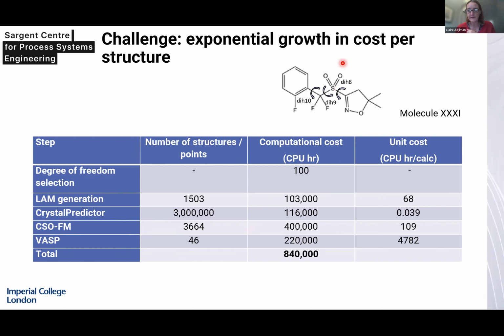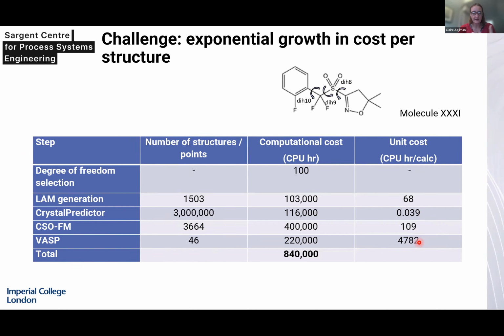So this is a relatively small molecule, molecule 31. And I just indicate the different stages here, how many structures we've minimized. And so you can see we do a lot to start with, and then that reduces significantly. And then essentially the cost per structure. So VASP is the DFTD method. And so you can see that really grows exponentially. And we actually have quite big gaps at each stage of the methodology.